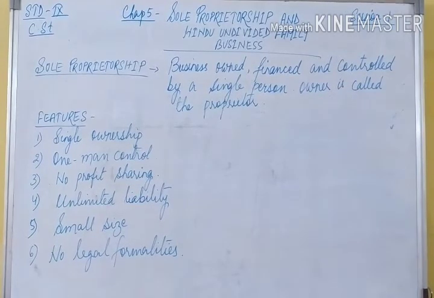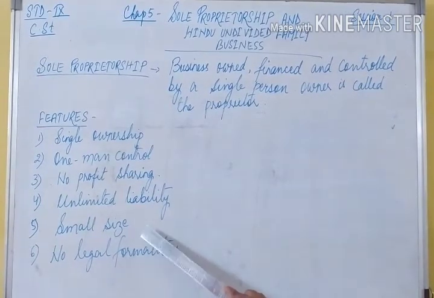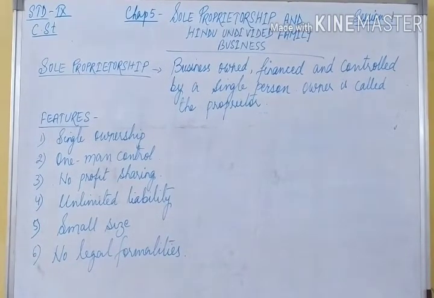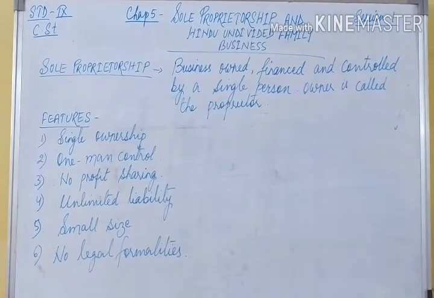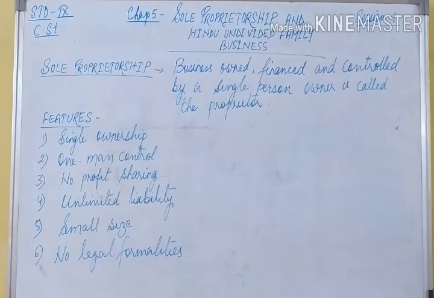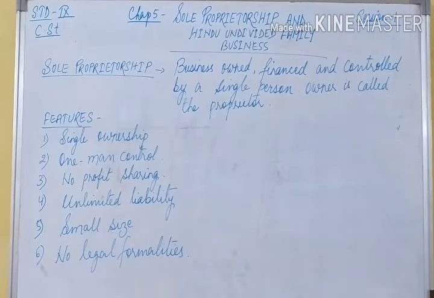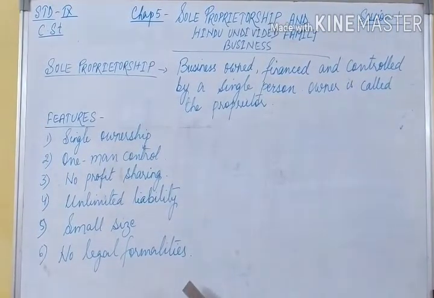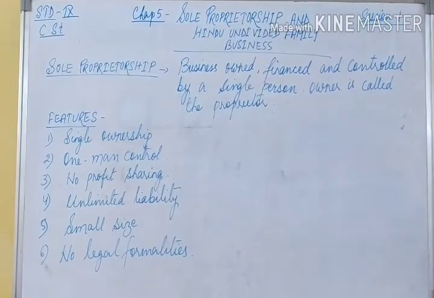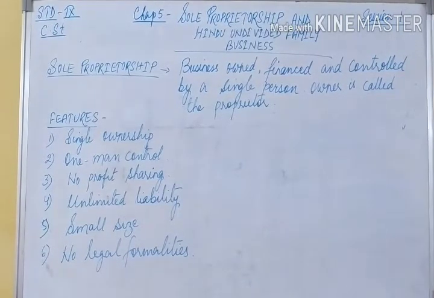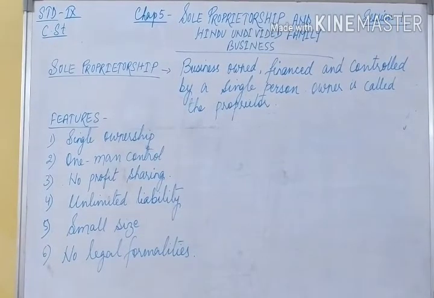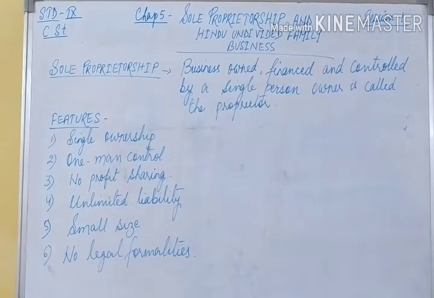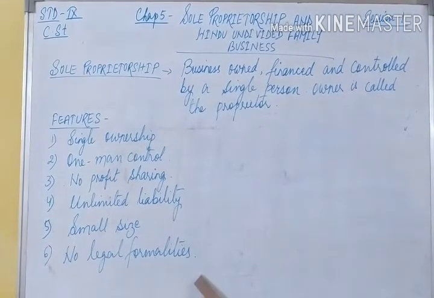Small size. The scale of operation of this kind of business is very small. A sole trader can arrange limited funds and managerial ability. Therefore, the area of operation is limited. No legal formalities are required to start this kind of business, or when this kind of business gets dissolved, there is no legal formality required. So I hope till here you have understood.